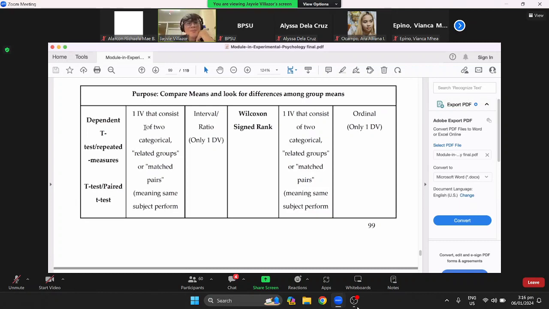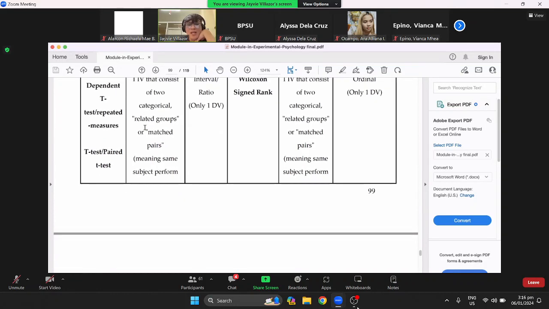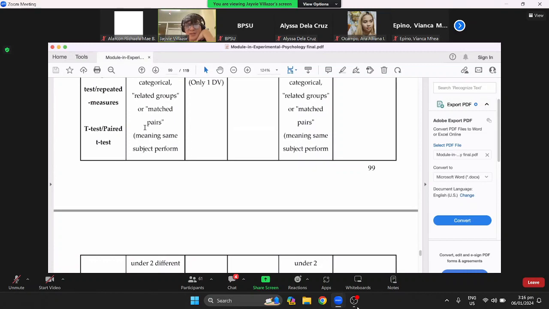Okay, so let's have an example. Let's say for example our independent variable has something to do with type of mindfulness. Yun yung independent variable natin, na may two categorical groups should be related. Related or match pair. Ibig sabihin, we only have one subject, pero it is being informed into different conditions.